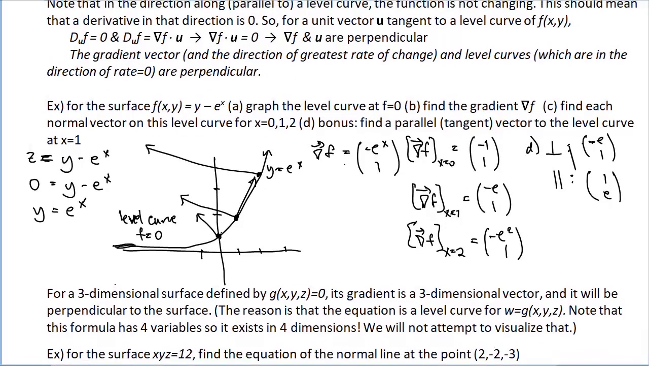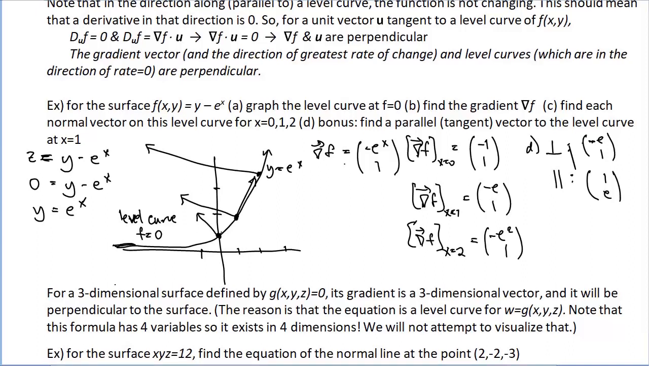So, for the surface xyz equals 12, let's find the equation of the normal line at the point (2, -2, -3). Okay. In order to find the equation of any line, what do we need? We need a point and a direction vector. We're given a point, so we need to find a direction vector for the normal line. In other words, we need a normal vector.